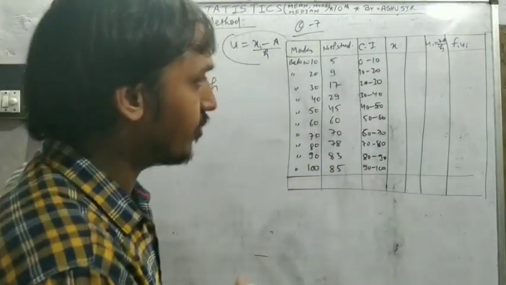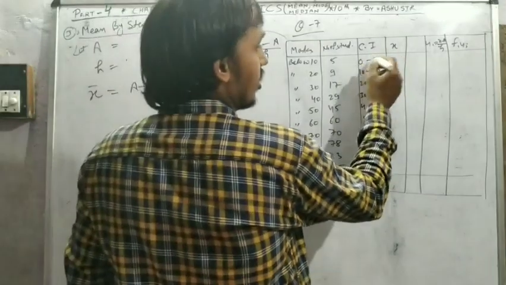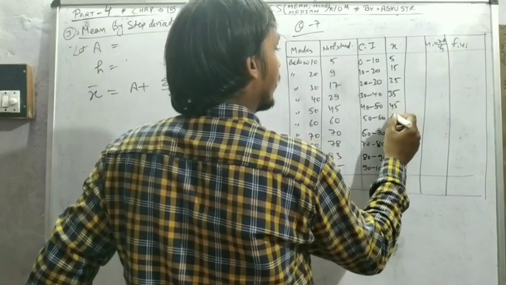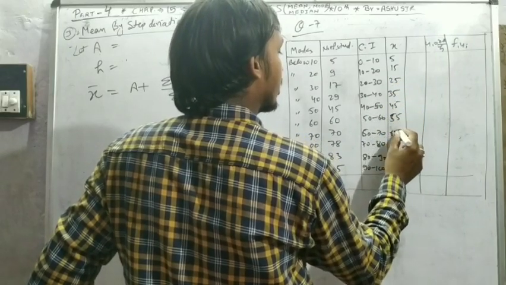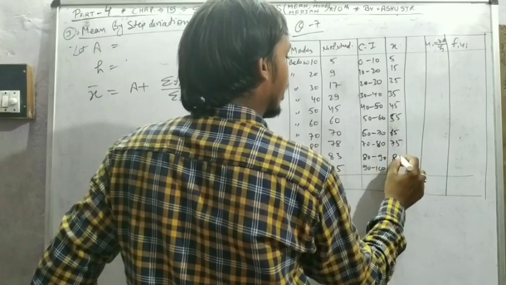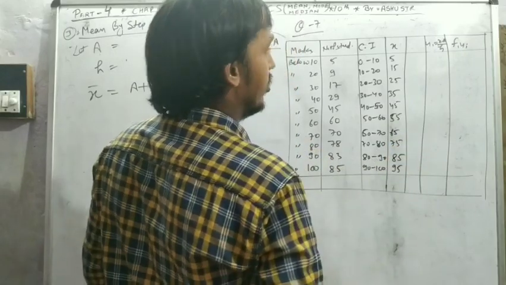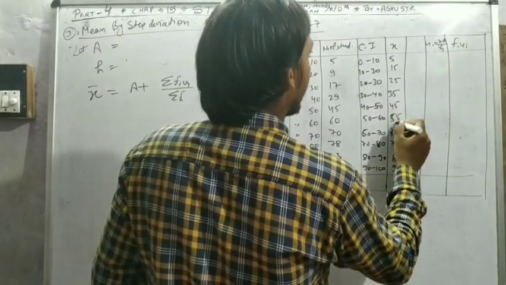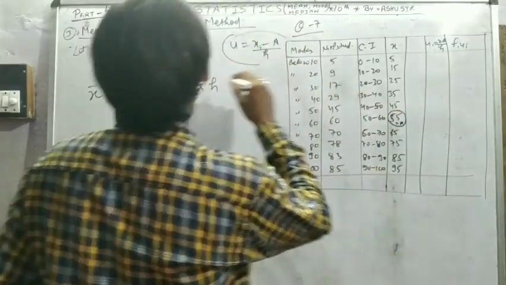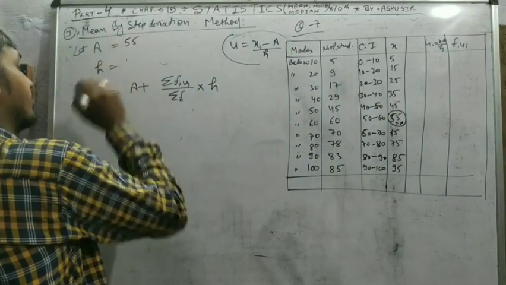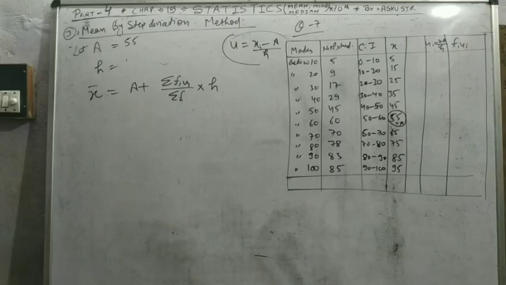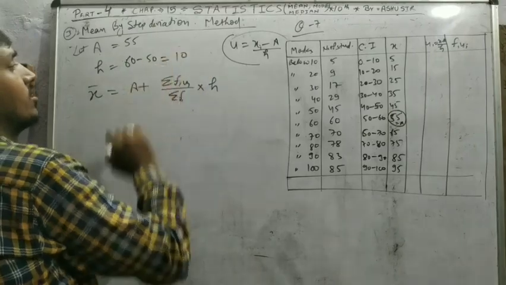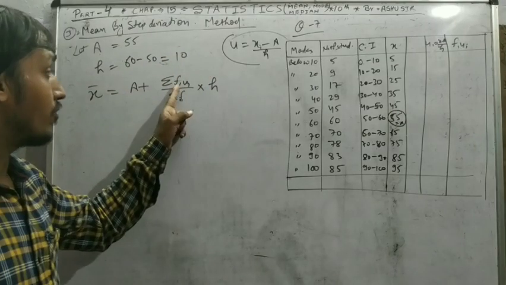I explain why I make one more table. So x: 5, 15, 25, 35, 45, 55, 65, 75, 85, 95. So take a, for example, 55. A is equal to 55. Class size 60 minus 50, 10. We want f into u.